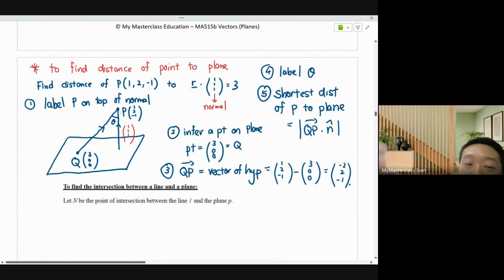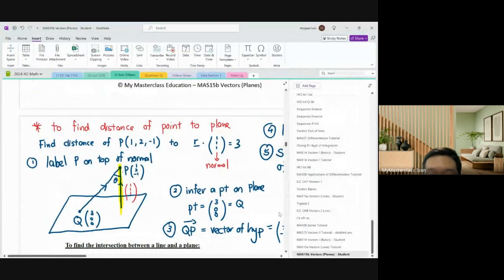Understand? Because when I want to find the distance from plane to line, here. Can see? Okay, give me a while. Let me print something.